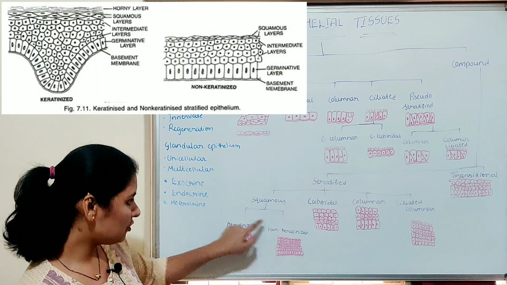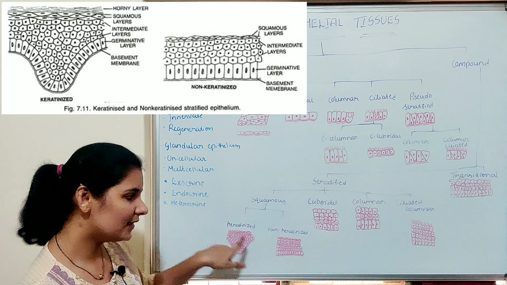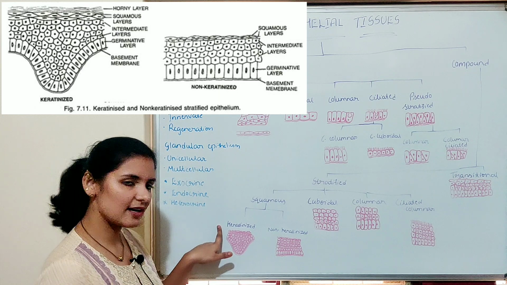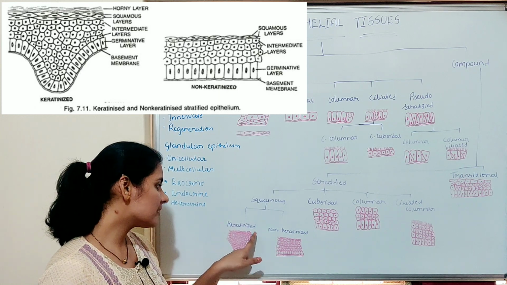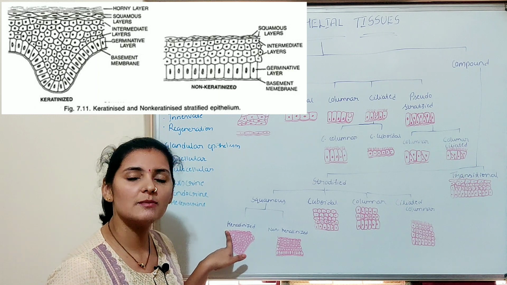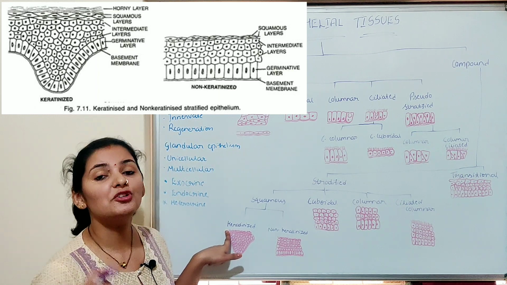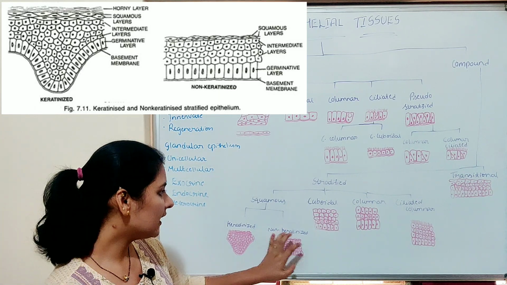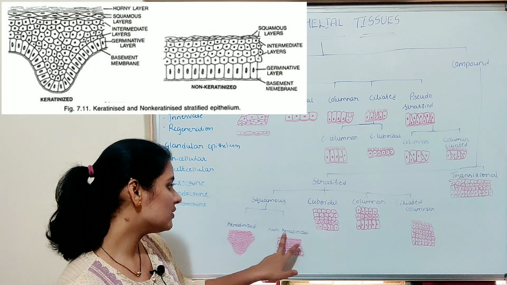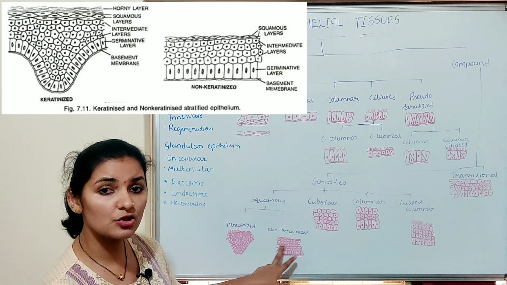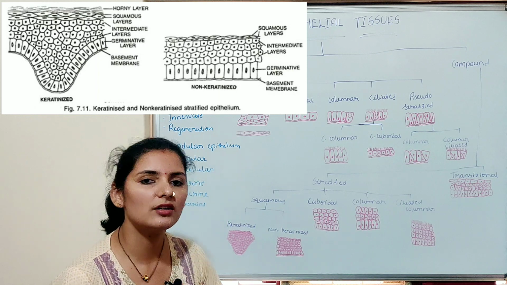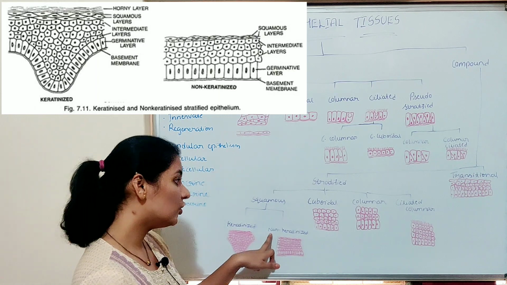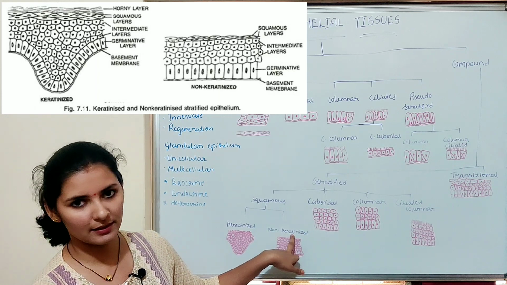It is again divided into 2 types: keratinized stratified squamous epithelium and non-keratinized stratified squamous epithelium. In the first type, that is keratinized stratified squamous epithelium, for the cells present on the upper layer, their cytoplasm is replaced by a hard waterproof protein called keratin. Whereas in the case of the second type, that is non-keratinized stratified squamous epithelium, in the cells present on the upper or superficial layer, the cytoplasm is not replaced by keratin, or keratin is absent in those cells. That is why it is called non-keratinized stratified squamous epithelium.